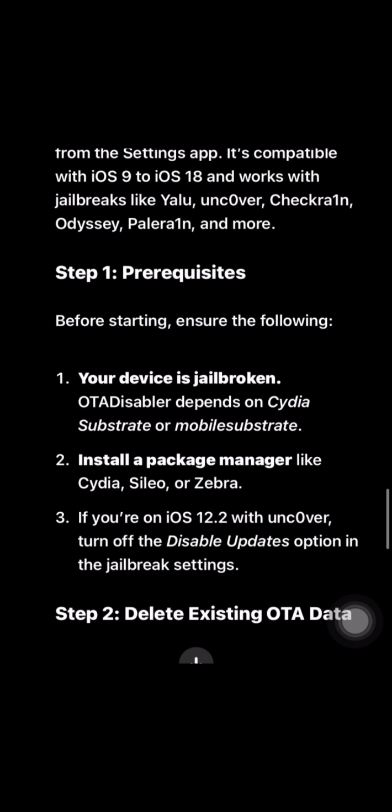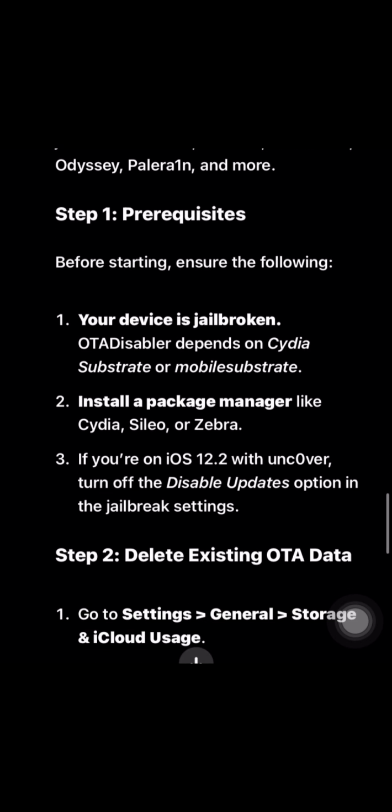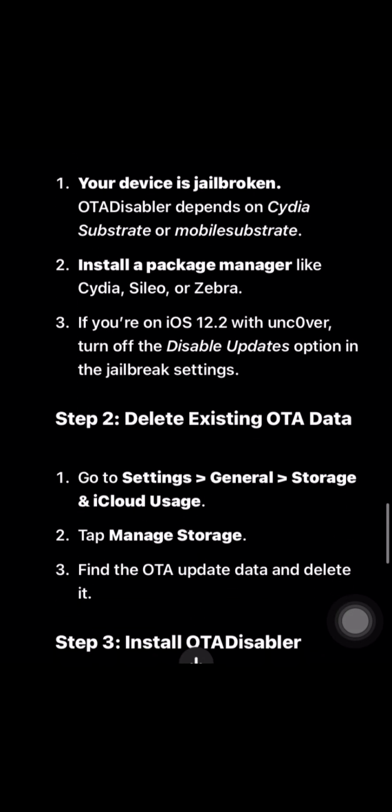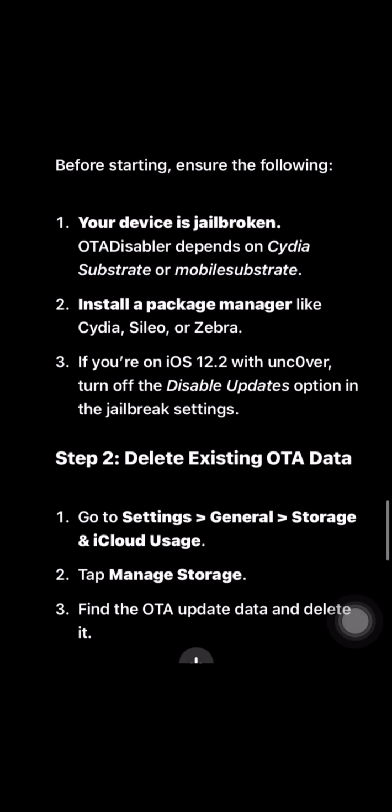Next, Step 1: Prerequisites. Before starting, ensure the following. 1. Your device is jailbroken. OTADisabler depends on Cydia Substrate or MobileSubstrate. 2. Install a package manager like Cydia, Sileo, or Zebra. 3. If you're on iOS 12.2 with Unc0ver, turn off the Disable Updates option in the jailbreak settings.